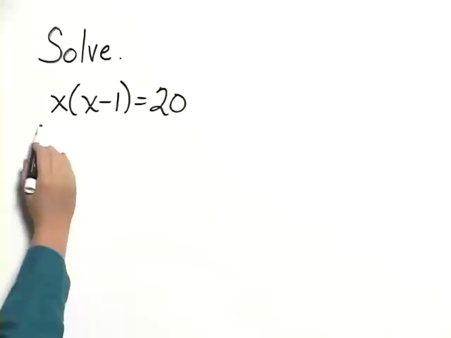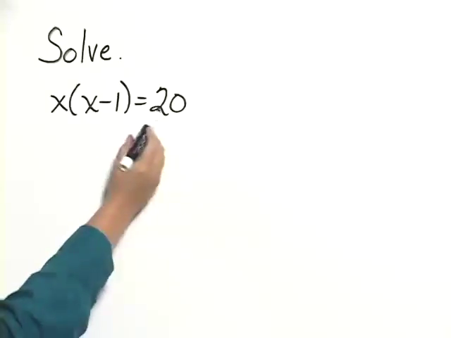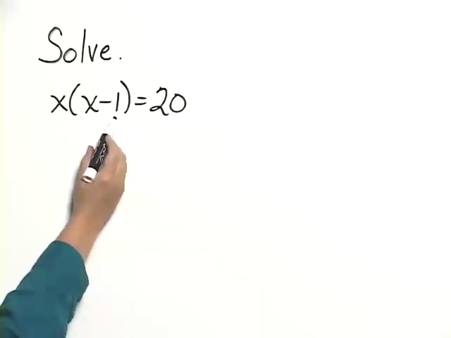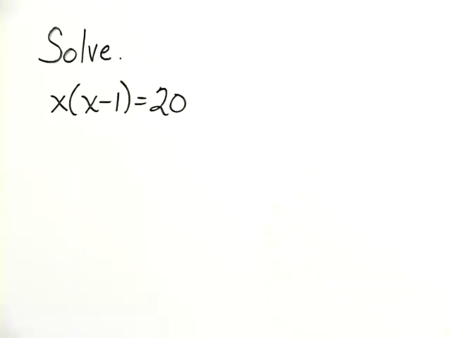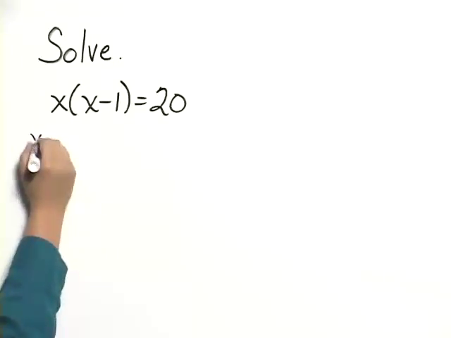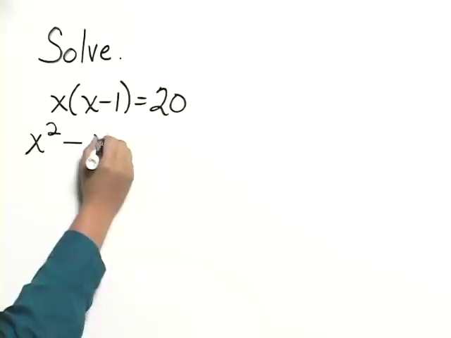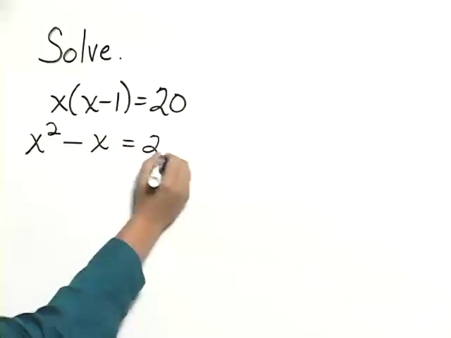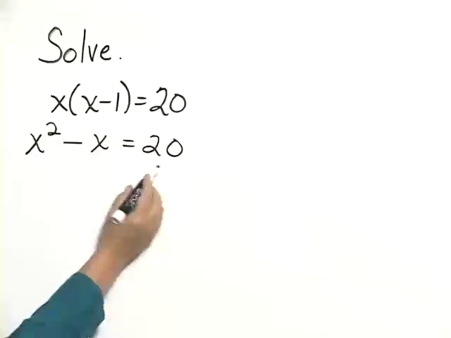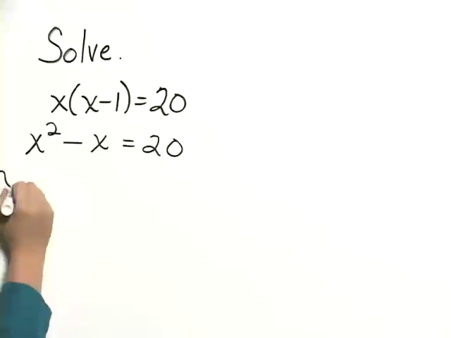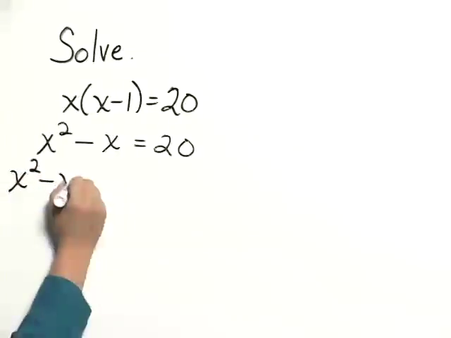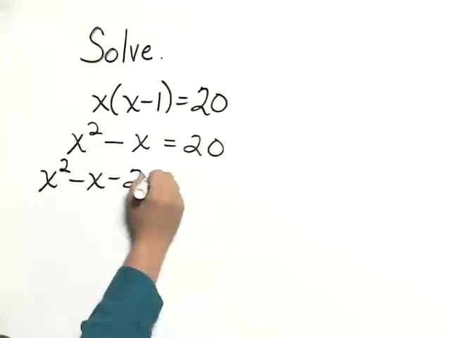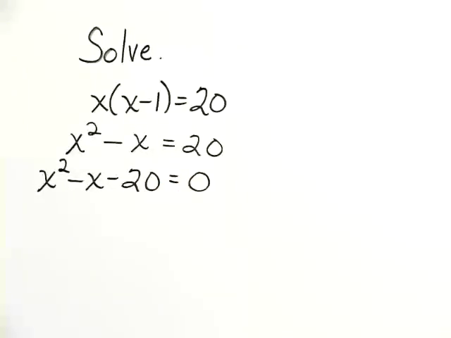So we actually have to multiply this back out, subtract 20 from both sides, and then factor again in order to use the principle of zero products. So let's do that. We have x squared minus x equals 20. That's multiplying. Subtracting 20 from both sides, we have x squared minus x minus 20 equals 0.